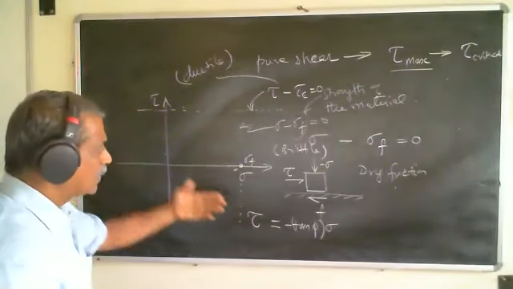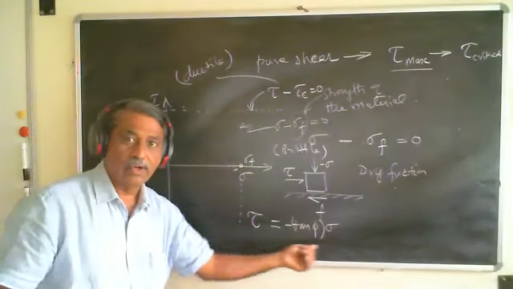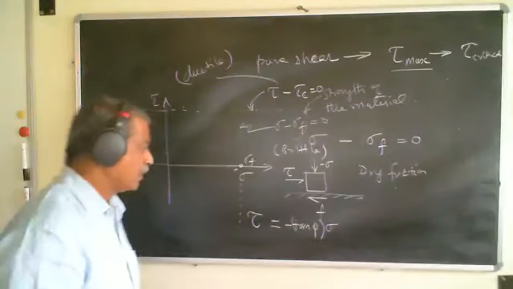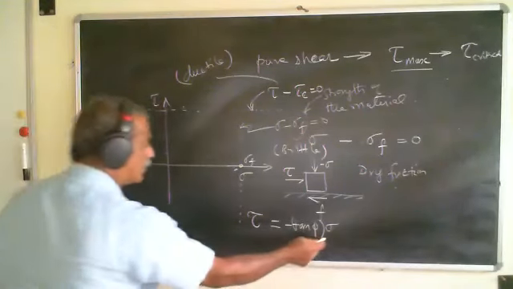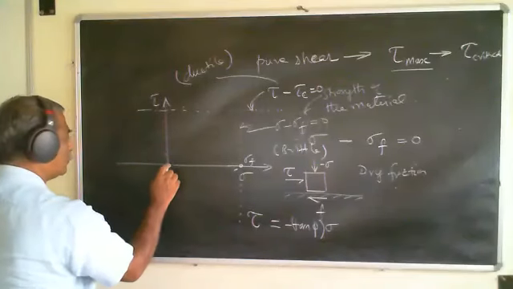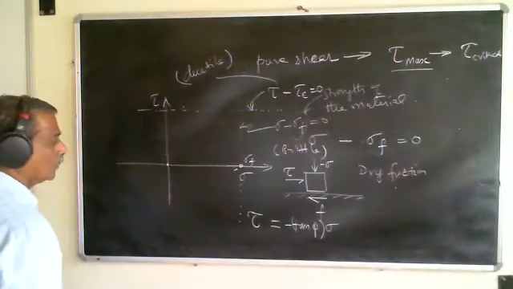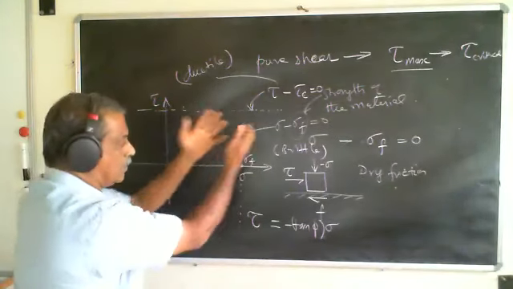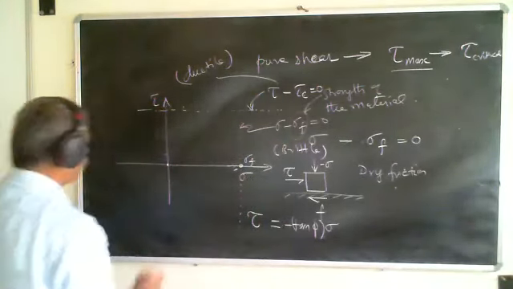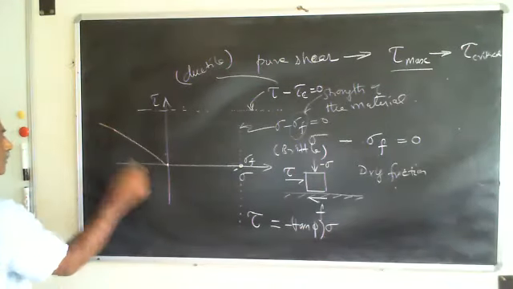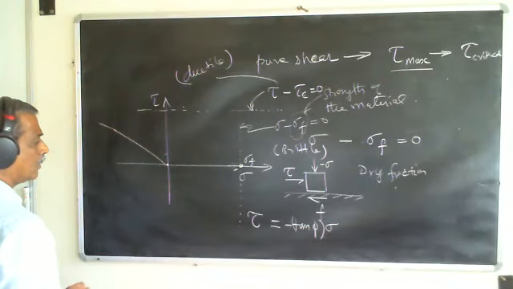How do we introduce it? That's very simple. All I have to do is draw this equation. At sigma equal to 0, tau is equal to 0, so we have to start from here. Nothing is available in the positive zone. It is only in the negative zone. We have something like this.